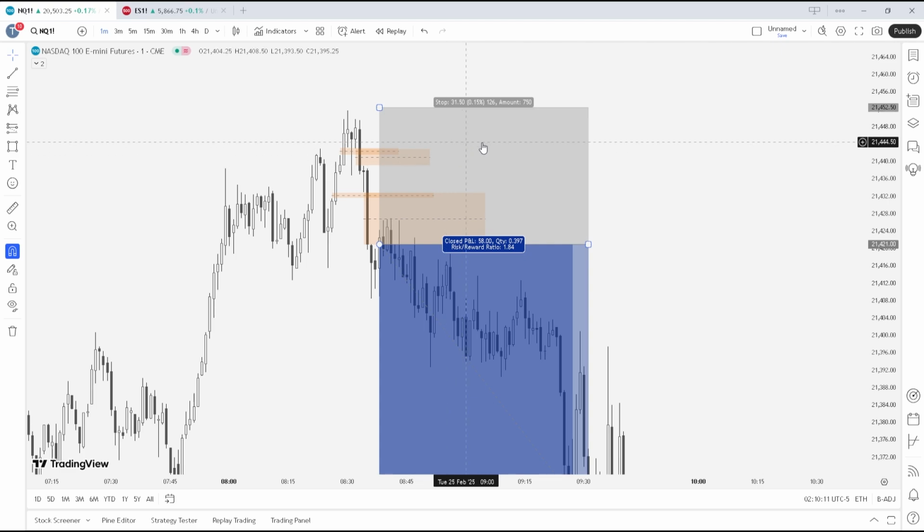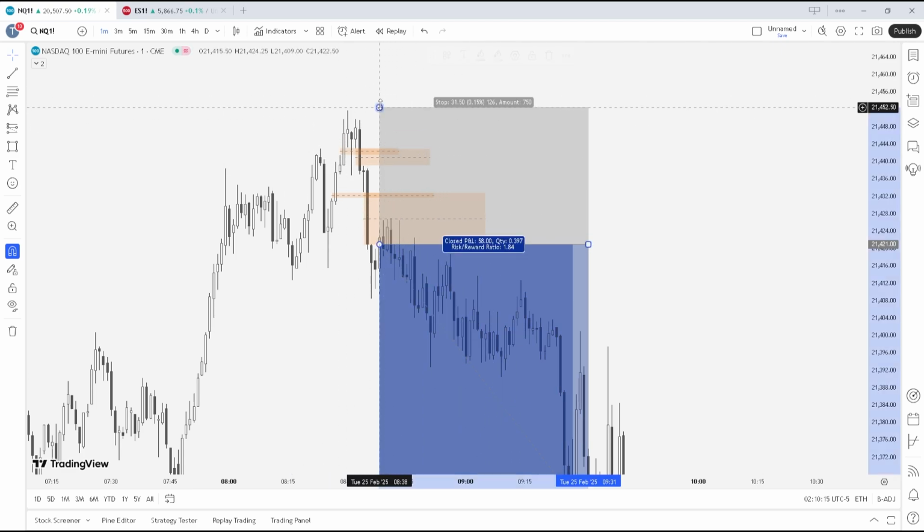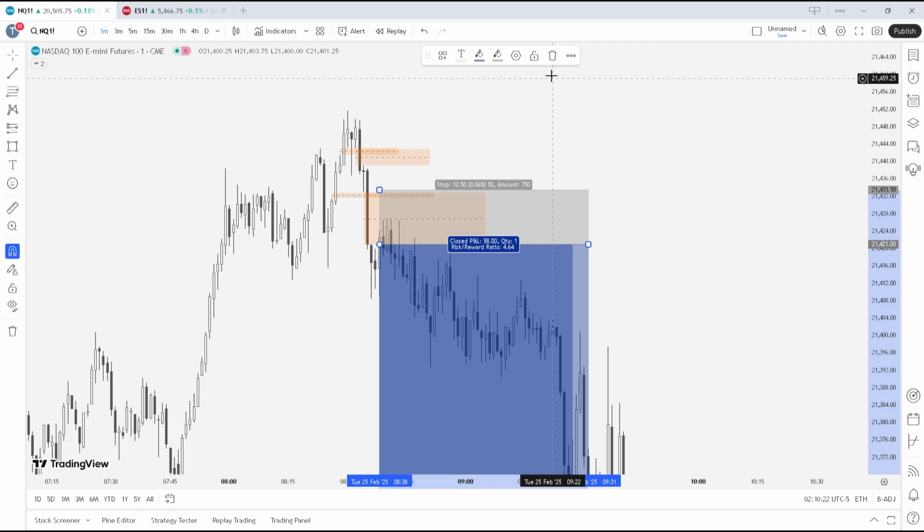Like, this stop loss is a bit too big in my opinion. I wouldn't want to put my stop up here. I think this one is still a bit too big. I think above the BPR is good.